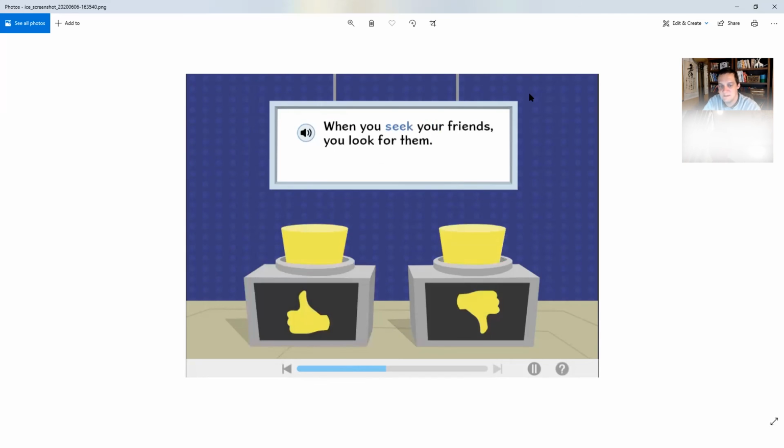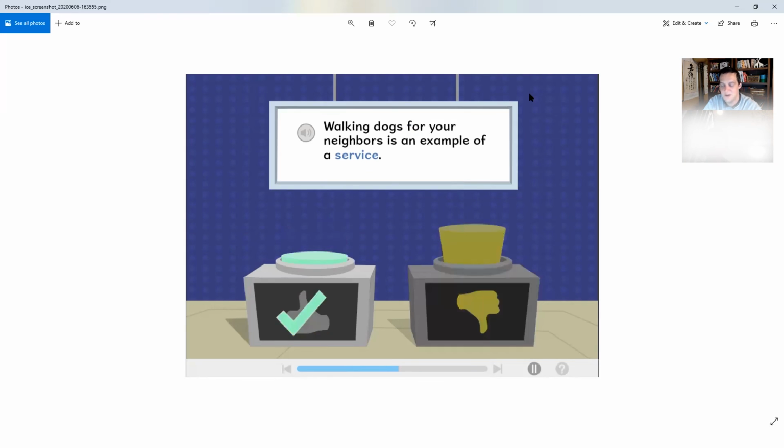How about this one? When you seek your friend, you look for them. Yes. Yeah. Very good. How about this one? Walking dogs for your neighbors is an example of a service. Service. Yes. Yeah. When you walk dogs for your neighbors, you're doing something for them.